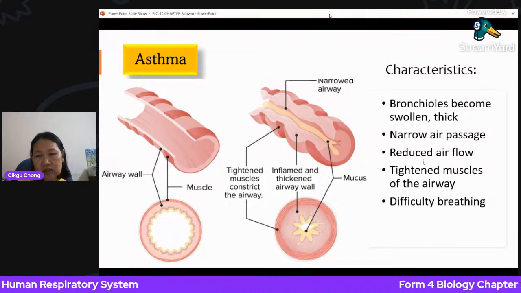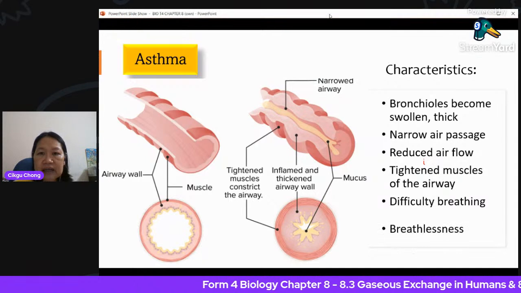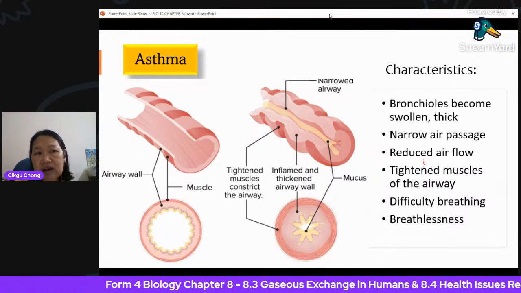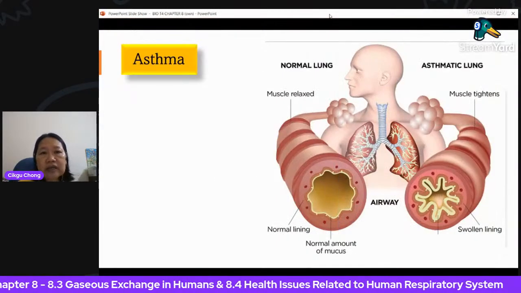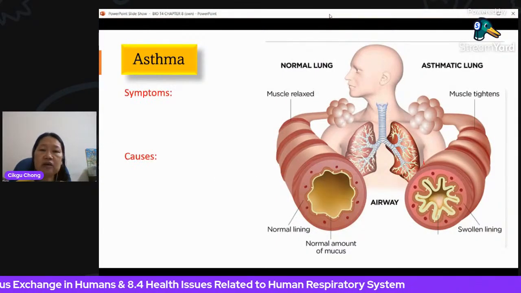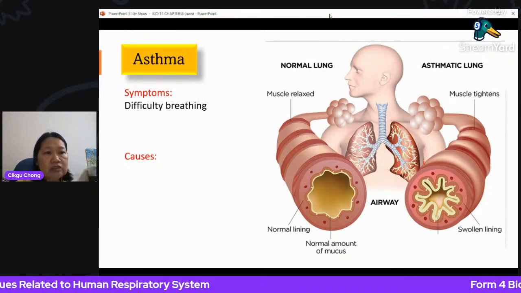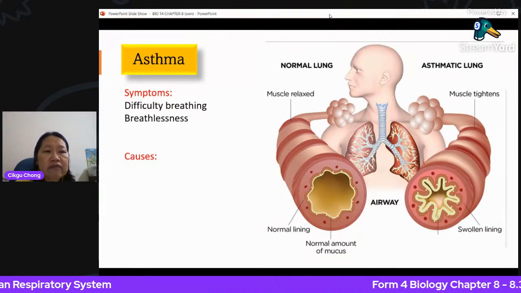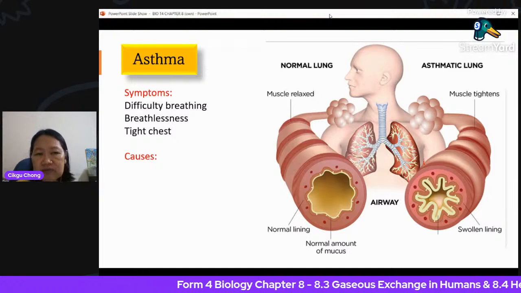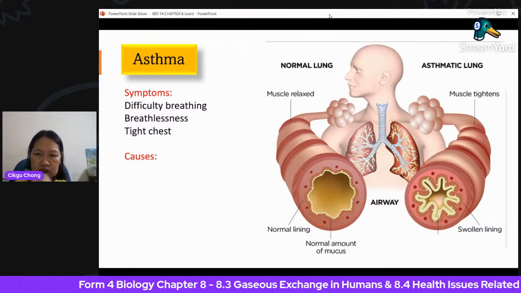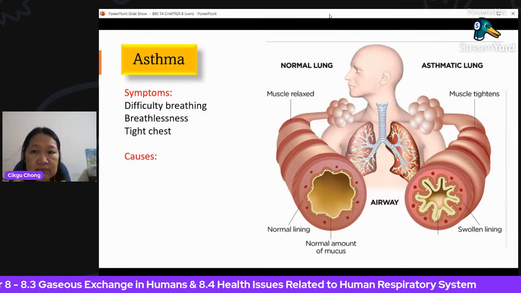Difficulty breathing is always a symptom of asthma. Next, breathlessness, not enough air, because the airway is too narrow. Now let's look at the symptoms and the causes. What is the symptom first? You have difficulty breathing. You have breathlessness, not enough breath. And then a tight chest, the chest feels tight because of the constriction, the muscle tightens. The one on the left is normal, the one on the right is the person having an asthmatic attack.